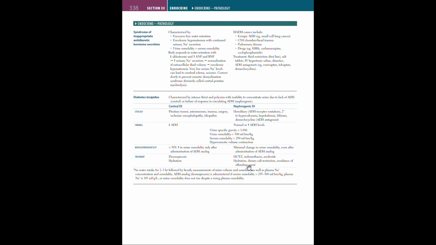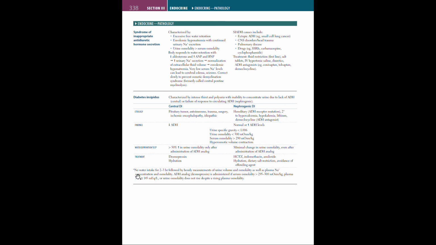Normal saline. IV hypertonic saline. IV because we need to immediately start hydration. And dietary salt restriction, avoidance of offending agent.